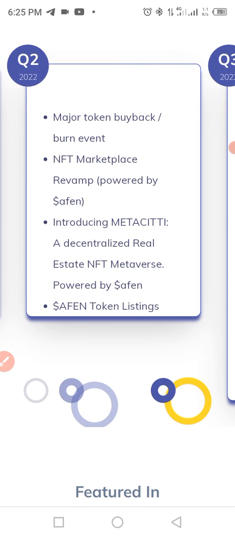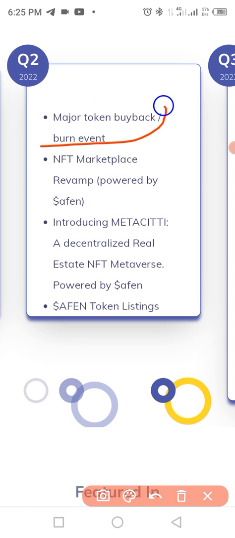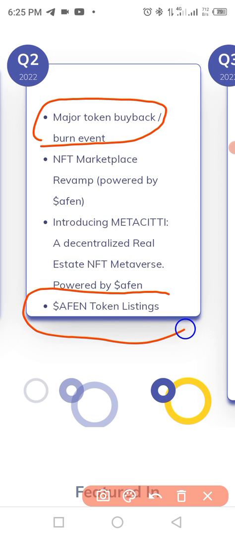Now it's for more token bond, like this one here. All right, so this is it. There's going to be a token bond, so you need to start preparing for it. And then look at token listing here. These are major events you need to look out for.